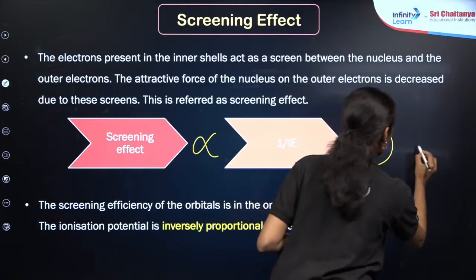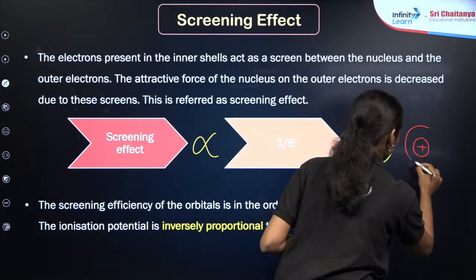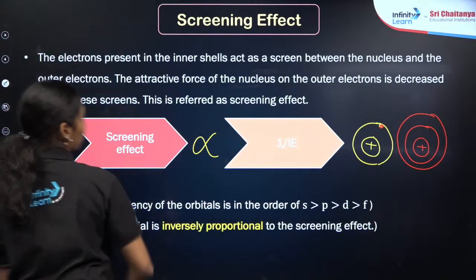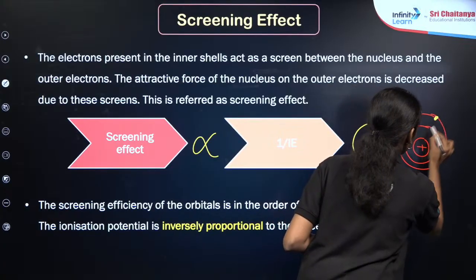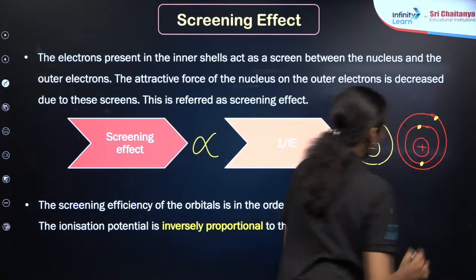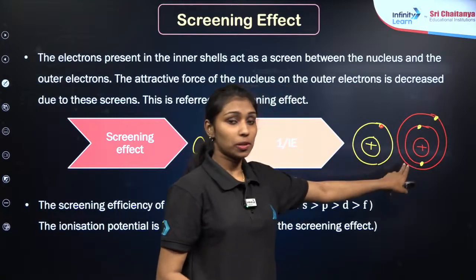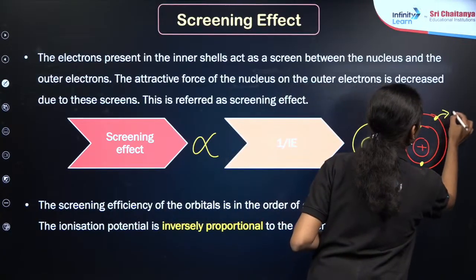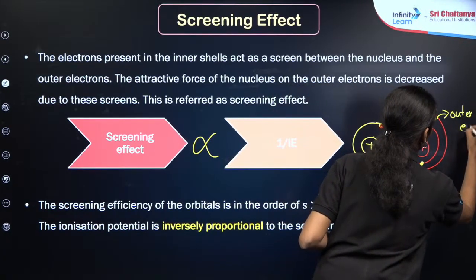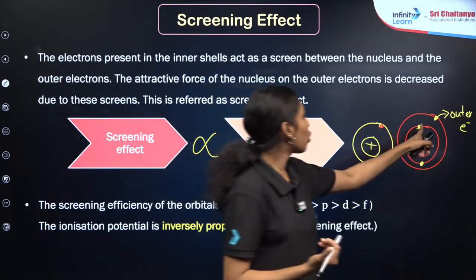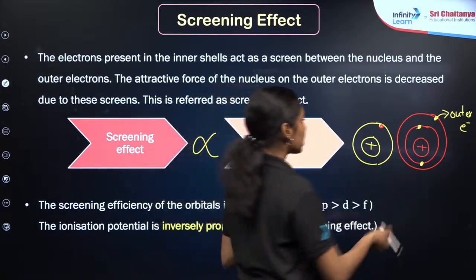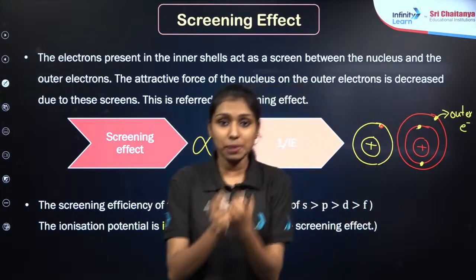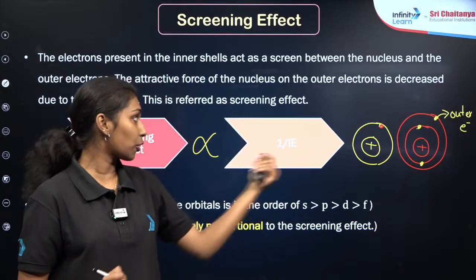If I take another atom here, as you can see, there are two inner electrons. Because of the presence of these two electrons, the outermost electron feels a screening or shielding from the nucleus. That is why there will be very less attraction, which means we can easily remove the last electron from the valence shell.